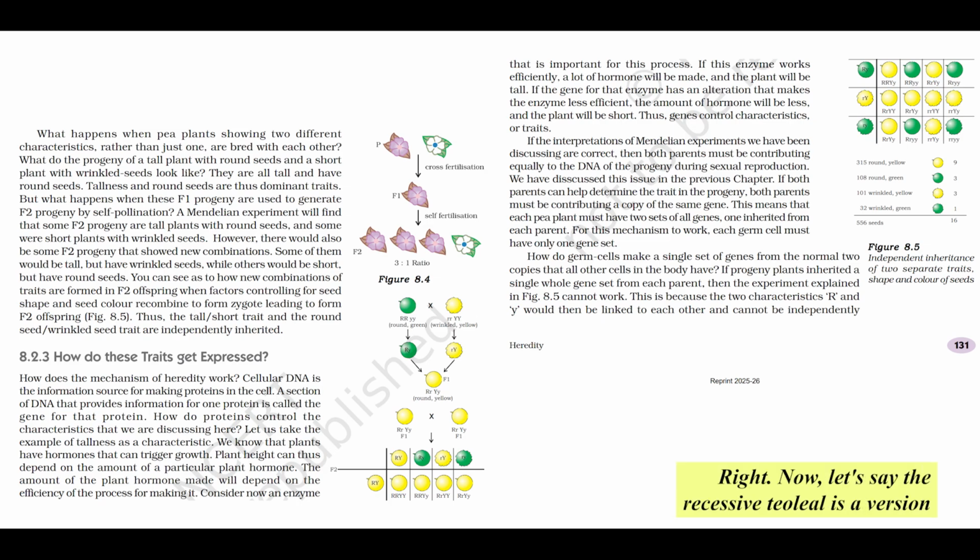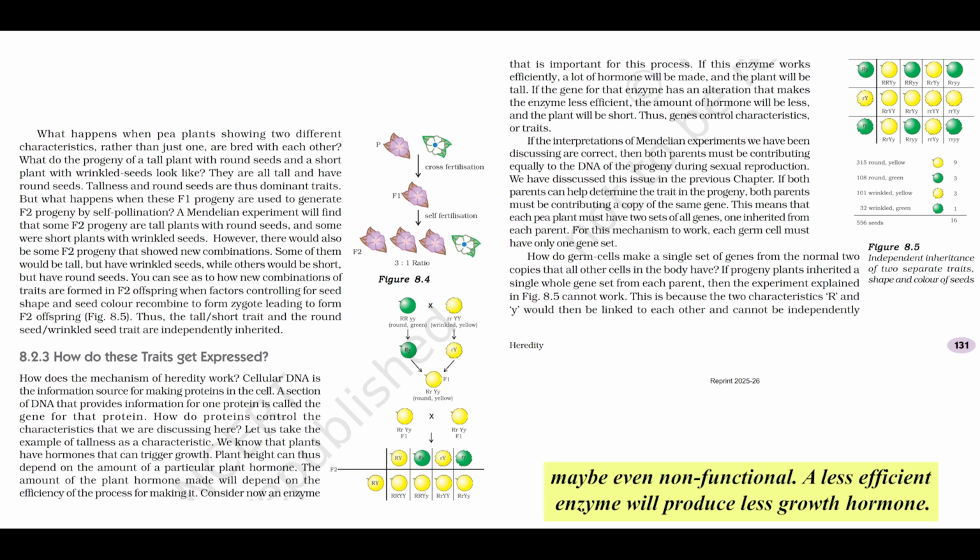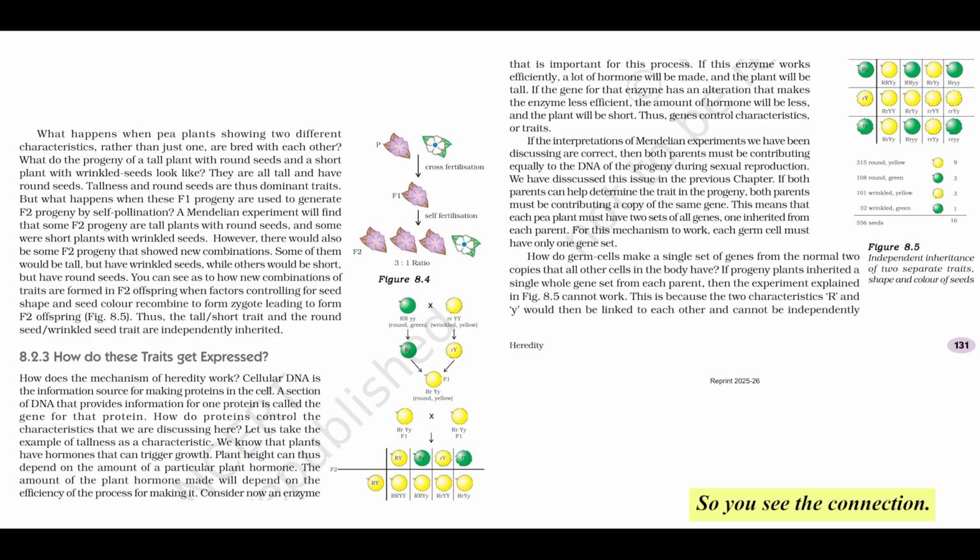Right. Now, let's say the recessive t allele is a version of the gene that has a slight alteration, a mutation. This altered t gene might code for an enzyme that is less efficient or maybe even non-functional. A less efficient enzyme will produce less growth hormone. Less growth hormone means less growth stimulation, resulting in a short plant. So you see the connection.